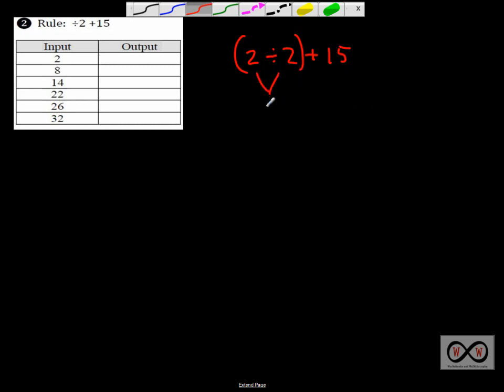We got 2 divided by 2 is 1 plus 15. Definitely you could do that mentally. 1 plus 15 will give you 16. So we input a 2 and we're going to output 16.